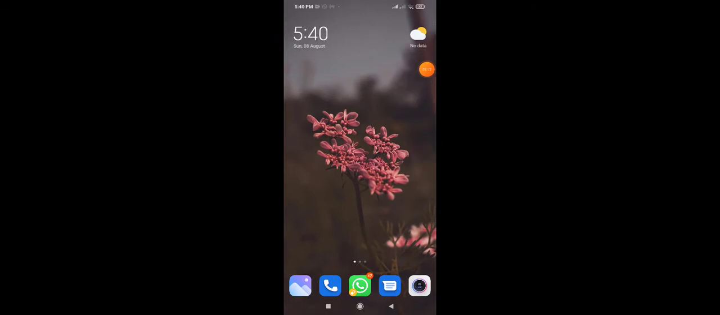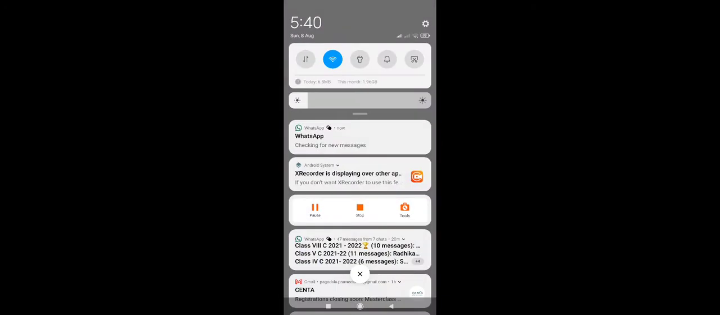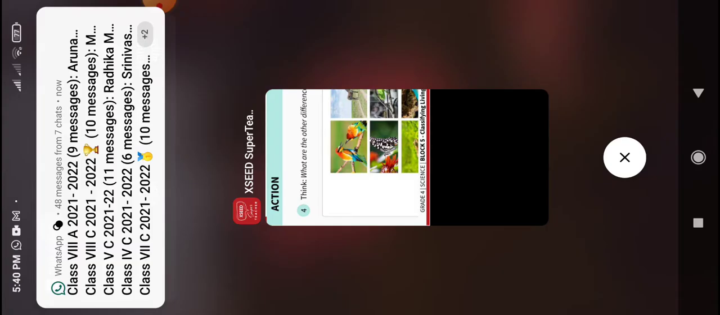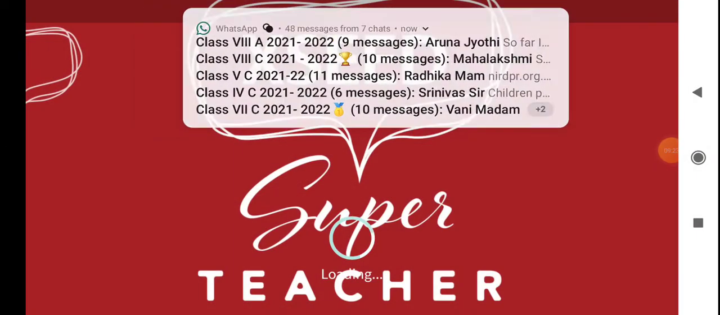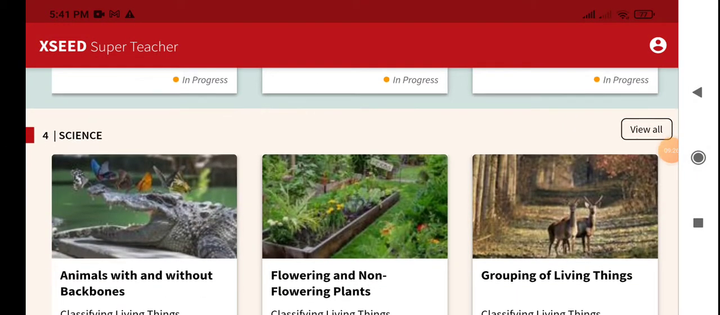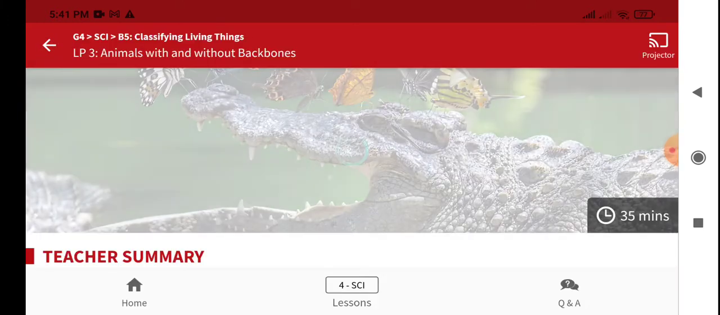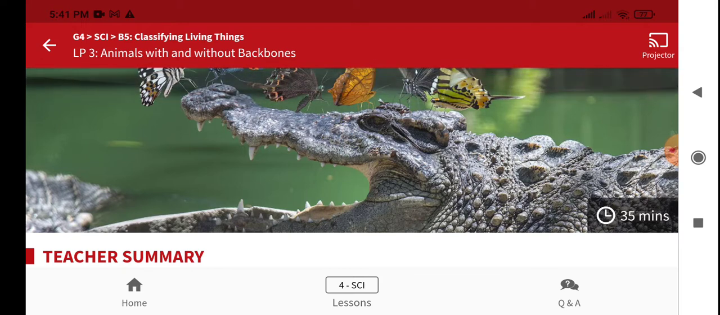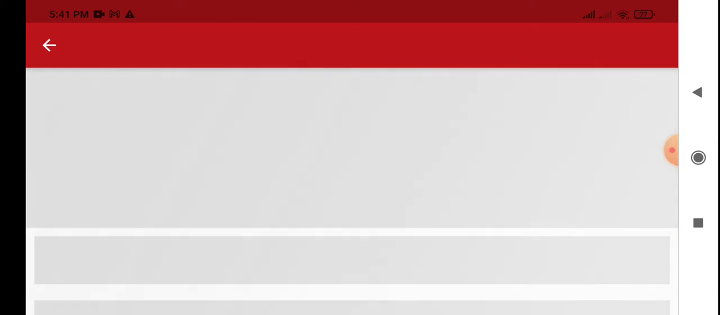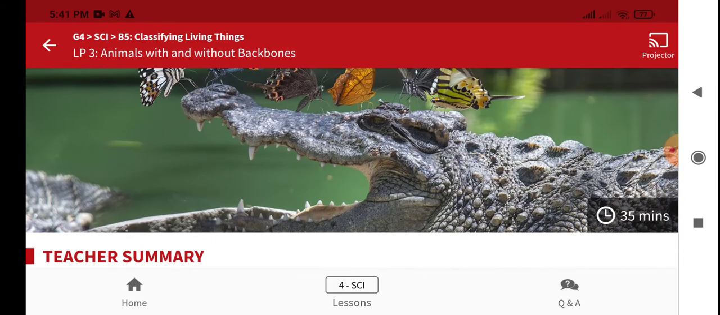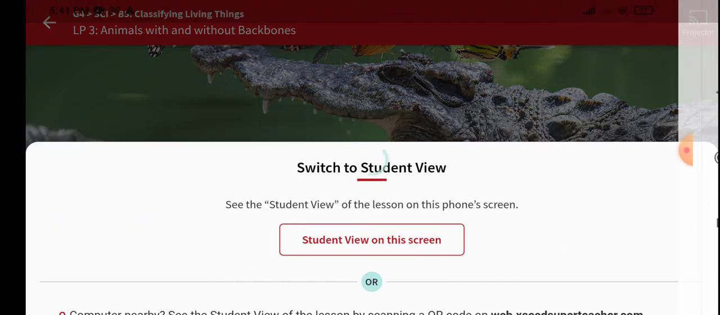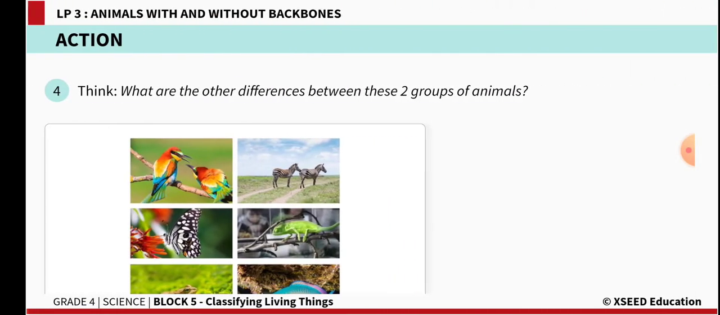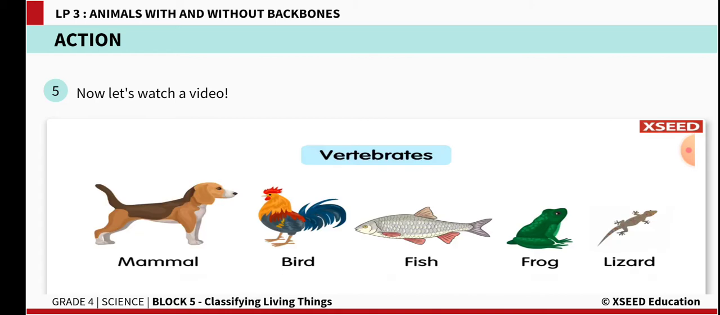The animals which have a backbone are known as vertebrates, and the animals which do not have a backbone are known as invertebrates. So vertebrates have a backbone, whereas invertebrates do not. The backbone gives support to the animals. And here you are able to see a crocodile and butterflies. The butterflies do not have a backbone, whereas the crocodile has a backbone.